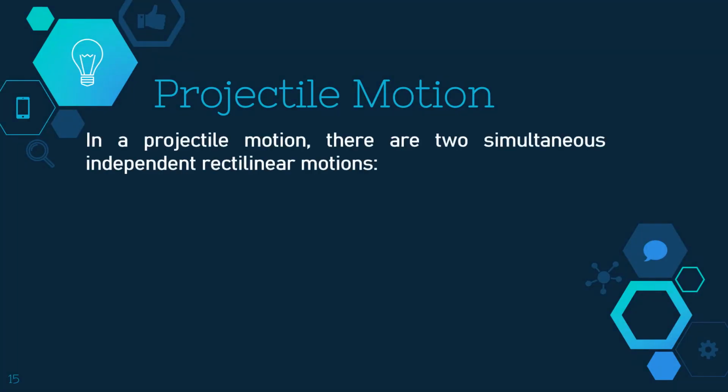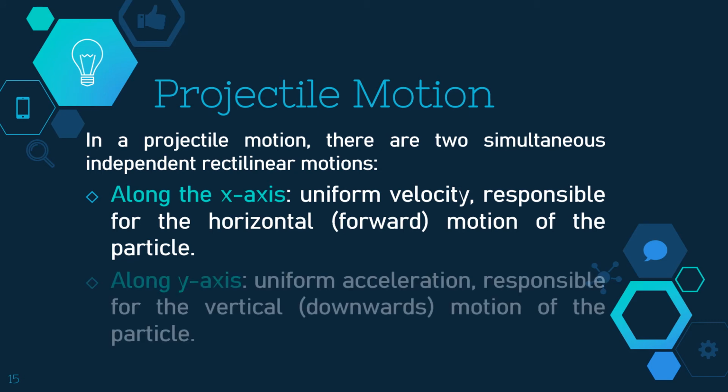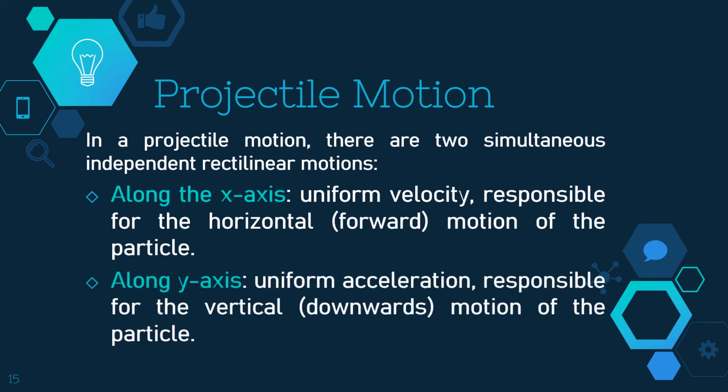In a projectile motion, there are two simultaneous independent rectilinear motions. The first one is along the x-axis. There is a uniform velocity responsible for the horizontal forward motion of the particle. And then, along the y-axis, uniform acceleration is responsible for the vertical or the downward motion of the particle.